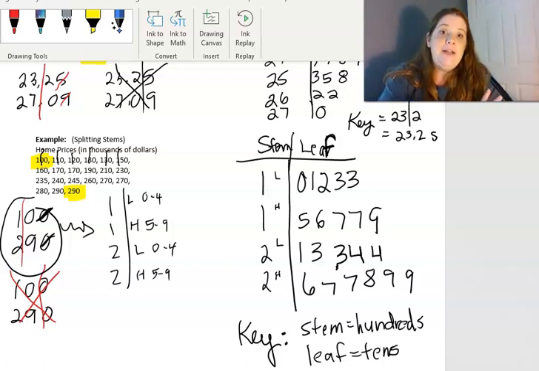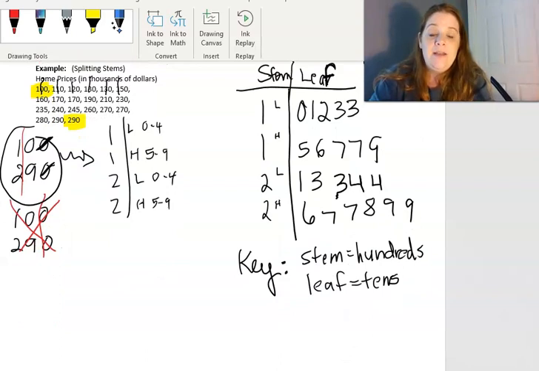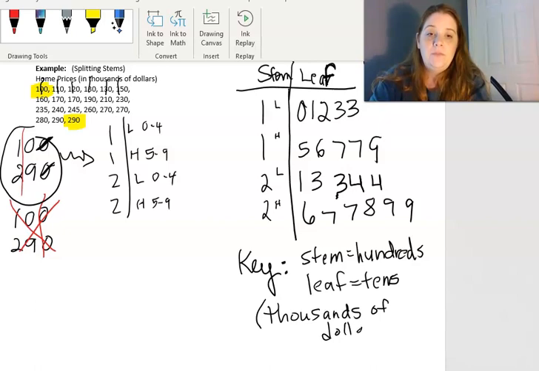If I do this though, I don't have a unit anywhere, so I want to make sure that I put that somewhere. I'm going to go ahead and write that the unit is thousands of dollars. Okay. All right, for context there.